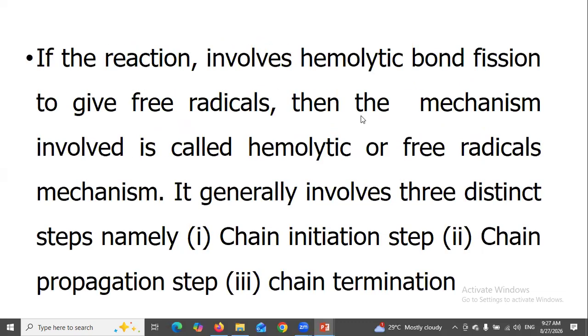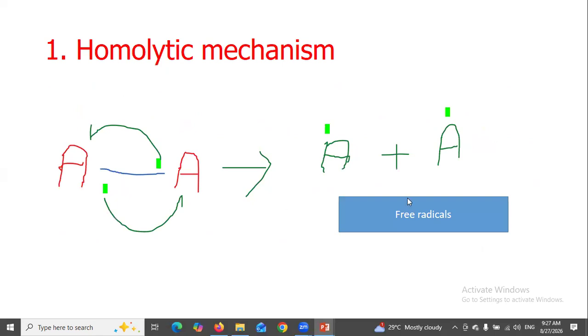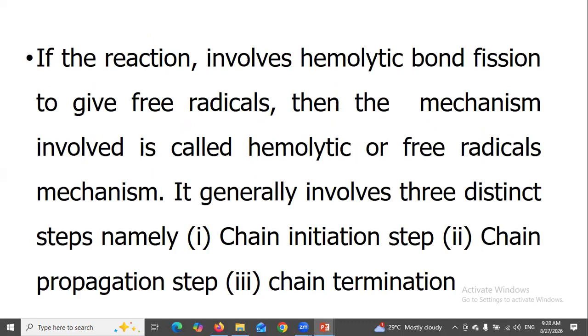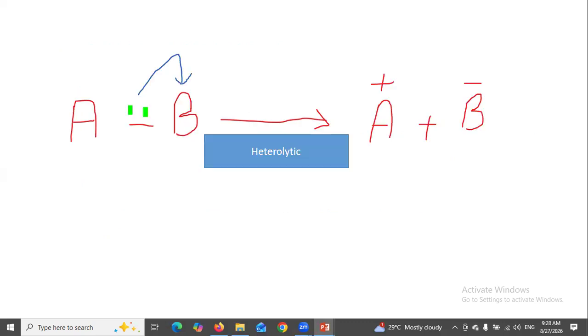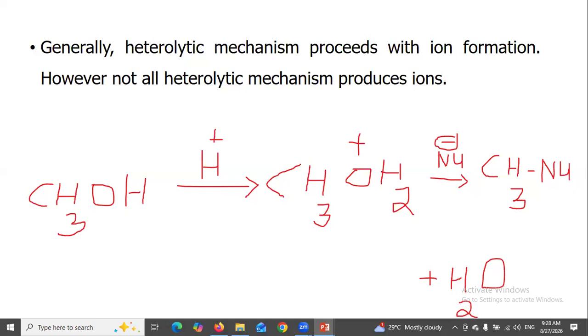In the homolytic case, it produces free radicals because of the single electron movement of the two bonded electrons in homolytic bond fission, and in case of heterolytic mechanism, that is heterolytic bond fission, two electrons move towards one atom, so one cation and another anion are formed. Generally, heterolytic mechanism proceeds with ion formation. However, not every heterolytic mechanism produces ions.